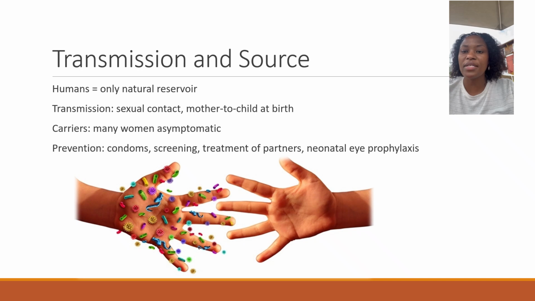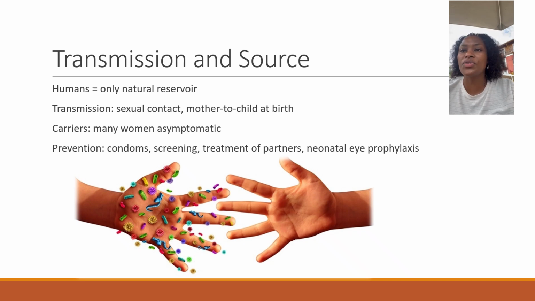Humans are the only reservoir for gonorrhea. Transmission occurs primarily through sexual contact: vaginal, anal, or oral. It can also pass from mother to newborn during childbirth, leading to eye infections.